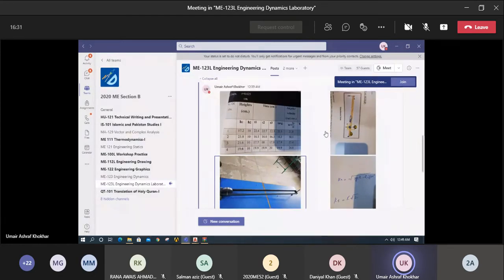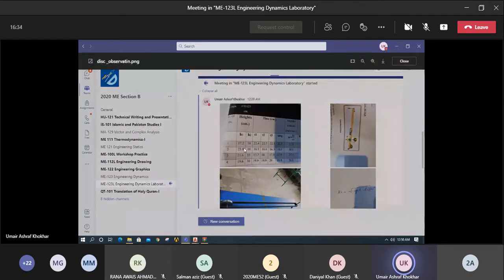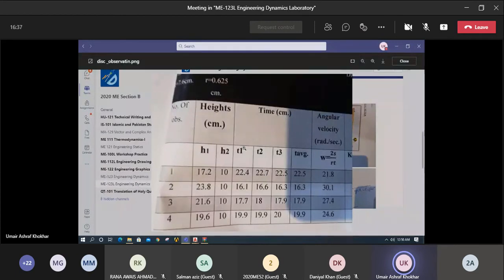For example, this is a set of observations that you're gonna have, right? The H1 is the height of one side, and another side is H2. H2 is fixed all the time, and H1 is changing for every observation. And we're going to take 3 readings of the time, and we're going to find out the average value of the time taken by the disk to get to the lowest point, right? So these are the set of observations, and this gives us the angular velocity, and we're going to find out the radius of gyration. That formula is there. I'm going to give you that as well.